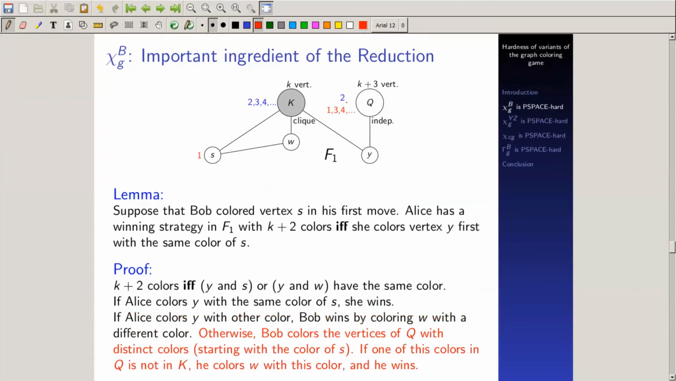Now assume, for example, that Alice played 2 in Q. Then Bob plays 1 in Q. Then in the next move, if Bob played 2 in W, he wins the game. Since colors 1 and 2 cannot be used in W or in Y, Alice must color a vertex of K with color 2. Then Bob colors a vertex of Q with 3. Alice then must color 3 here. Otherwise, Bob will color W with 3. Colors 1 and 3 cannot be used here. And we are done. Since Alice cannot do this forever, Bob wins the game.